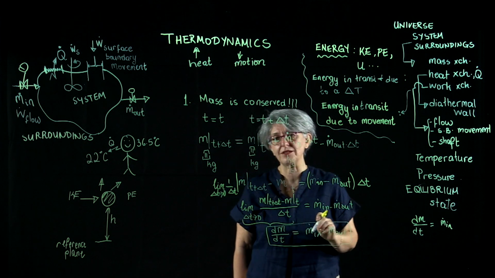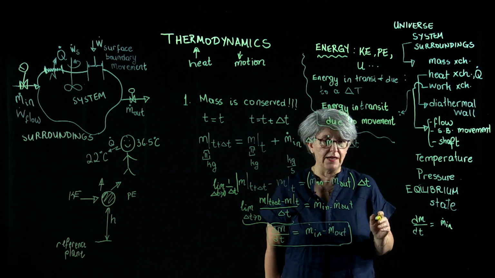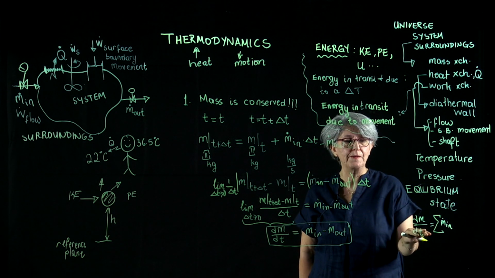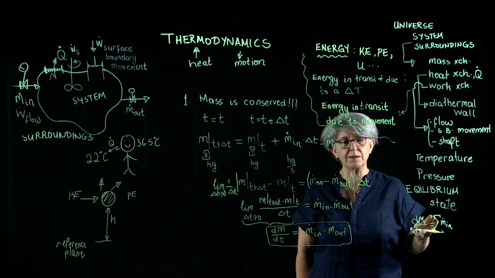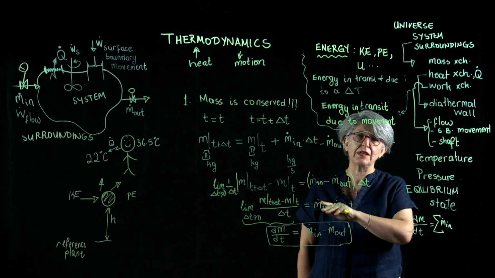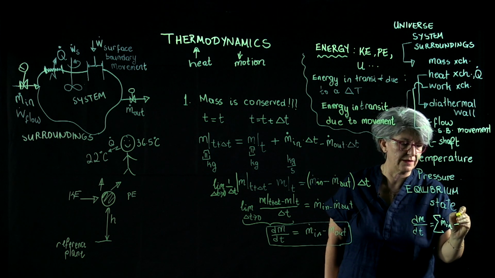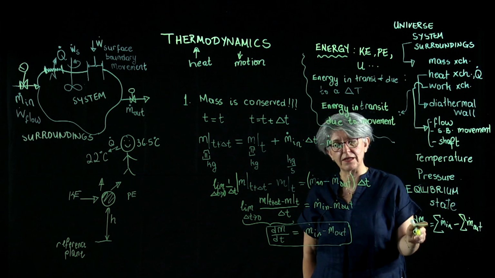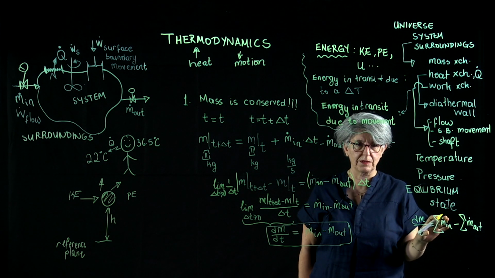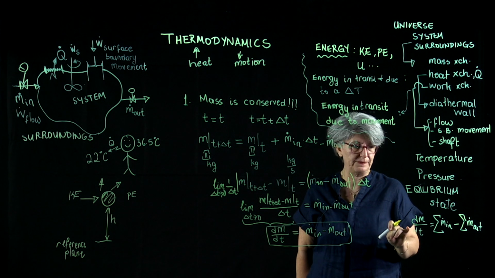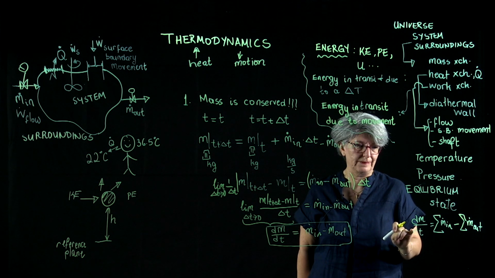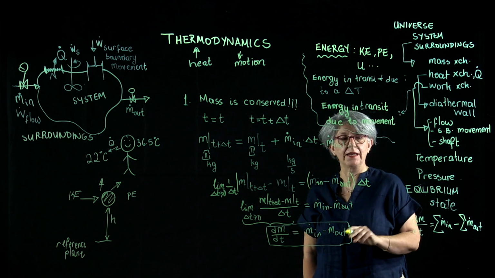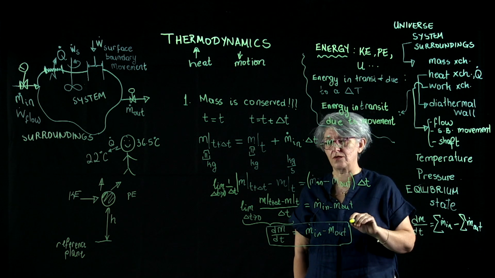But when I generalize, I will generalize it far more broadly. I'm going to put a summation sign, and that is going to allow me to account for all the streams that are crossing the system boundary towards the system, minus sigma m dot out. And that summation sign is going to account for all the streams that are crossing through my system boundary in the outward direction. This is the conservation of mass in its most general form.